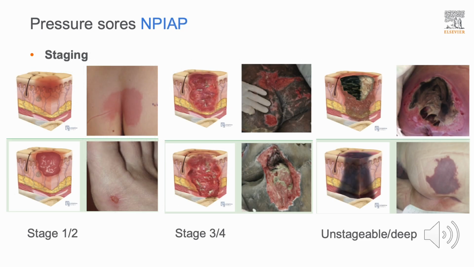The staging of pressure injuries is included in these images below. The stage 1 pressure injury describes a non-blanchable erythema of the intact skin. Stage 2 describes a partial thickness skin loss where there's exposure of the dermis. Stage 3 describes a full thickness skin loss in which fat is then visible in the ulcer base and granulation tissue is often present. There may be slough or eschar.